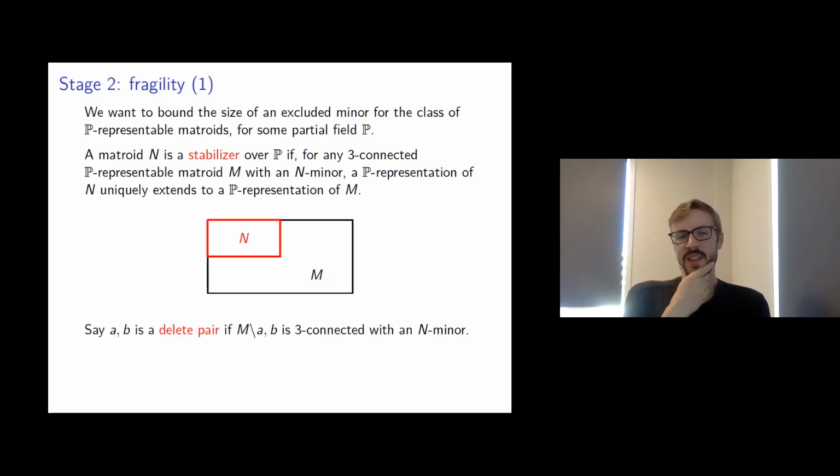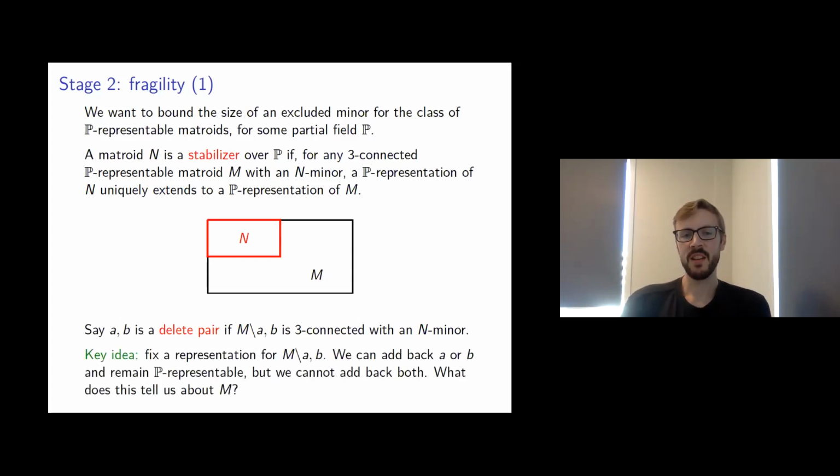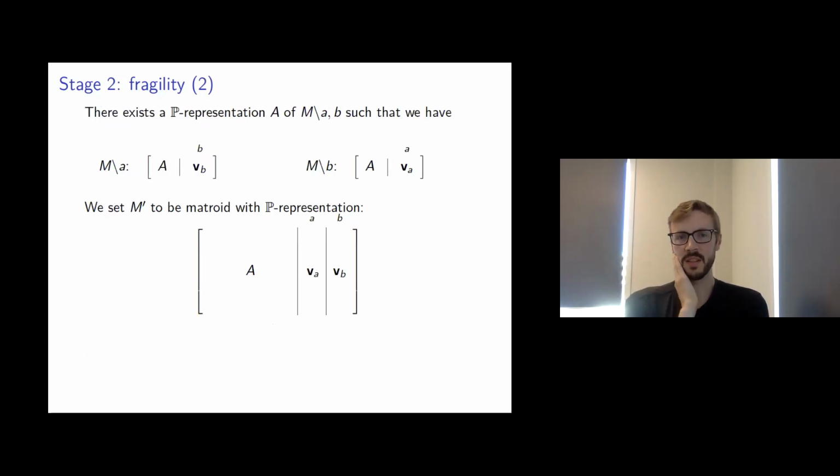Okay, so now we can say that we have a delete pair AB, and the idea that we can try to apply is to say, well, start with my matroid M that's an excluded minor and has my stabilizer N as a minor. I'll find some delete pair AB. How can it be that I can put back A and stay representable, or put back B and stay representable, but not both? And this is kind of the idea behind this sort of argument.